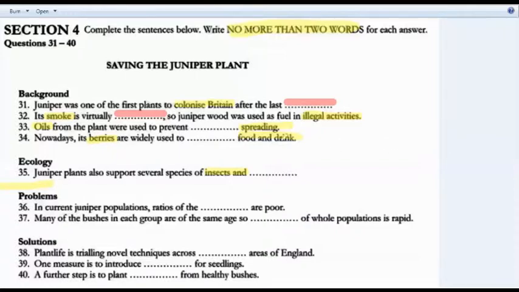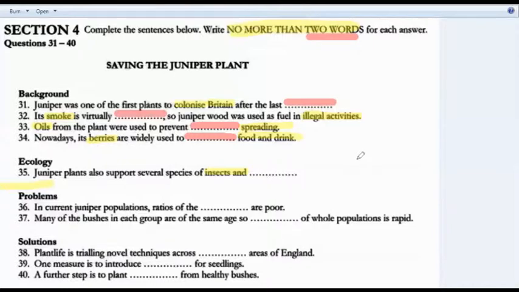Number 33, used to prevent blank spreading. Okay, the spread of something, it must be a noun. All right. 34, its berries are widely used to blank food and drink. We know this must be a verb. Something food and drink. What could the berries do? To flavor food and drink? To enhance food and drink? Remember that 2 words are possible, so there's quite a bit of variety that could be used.